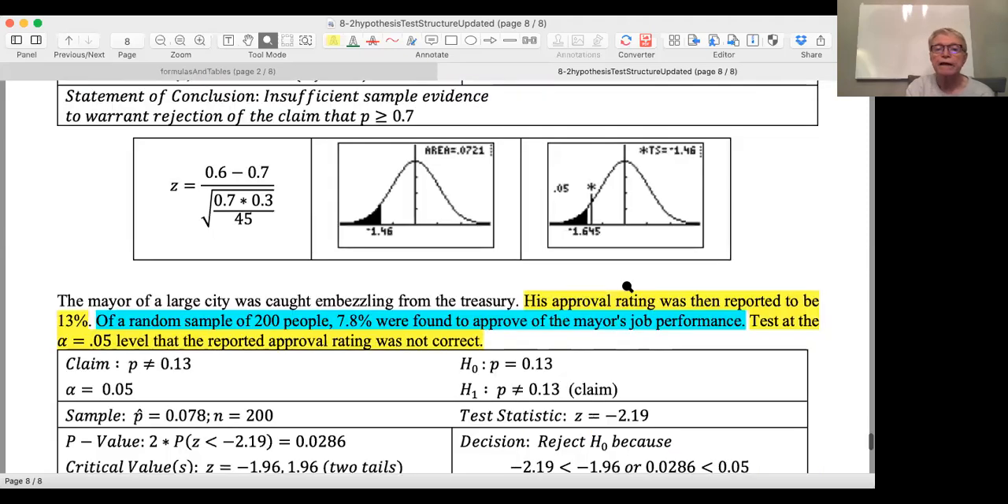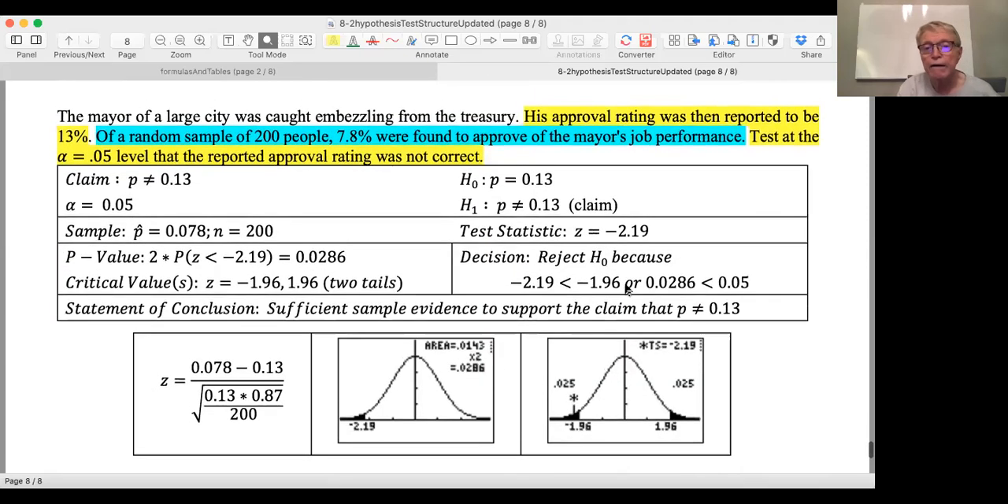Okay. And finally, we have a two-tailed test. We have the p-value as 0.0286 and the alpha significance level 0.05, and it is less than 0.05. That means that the test statistic is unlikely to have occurred if the assumption is true. And so we're going to reject H0 because the p-value 0.0286 is less than 0.05.